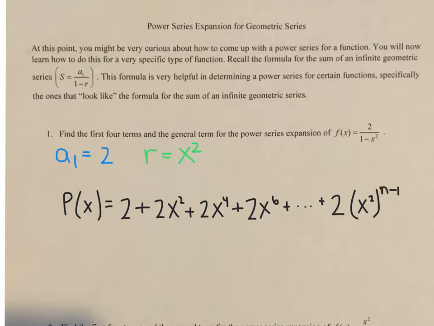When I plug in a 3, 3 minus 1 is 2. Check. When I plug in a 4, right, if you still have that list out, check. Okay, and there you have it. This is the power series. It's called the power series expansion for that rational expression, which is really of the form of a geometric series. Done.